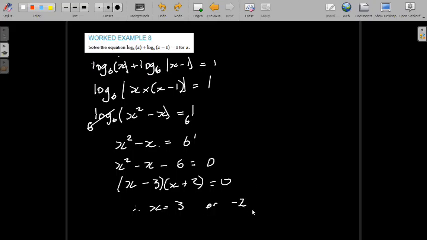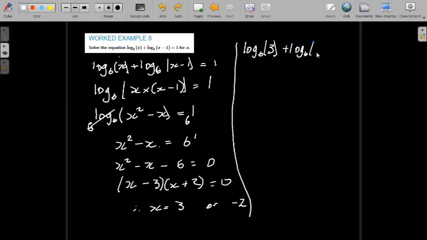Now, that's our solutions, but we need to check the validity of both the solutions in the original equation, because of the possibility that one of those doesn't exist. So if we go back and put them in, so log of x, and we'll say 3 to start with. So just check that that equals 1. So log base 6 of 3 plus log base 6 of 3 take 1.